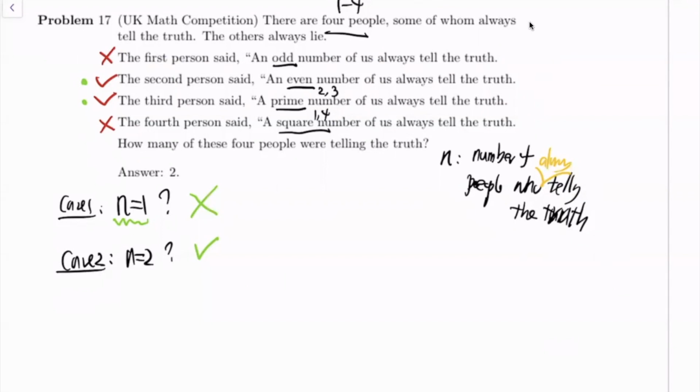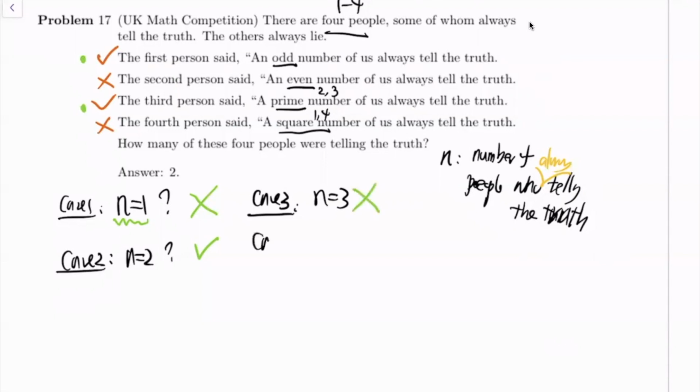And then maybe how about other cases, like case 3? Is it possible that actually 3 people are telling the truth? Let's see, if 3 people, then we have this one's correct, right? This one's wrong. And this is also correct with a prime number, but this is not correct. Oh, but then in this case, you see there are 2 people who are telling the truth, which is not 3. So, okay, so wrong.